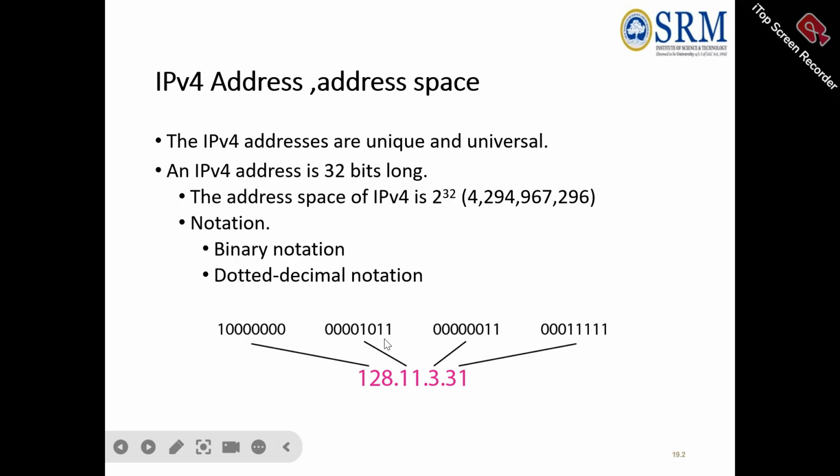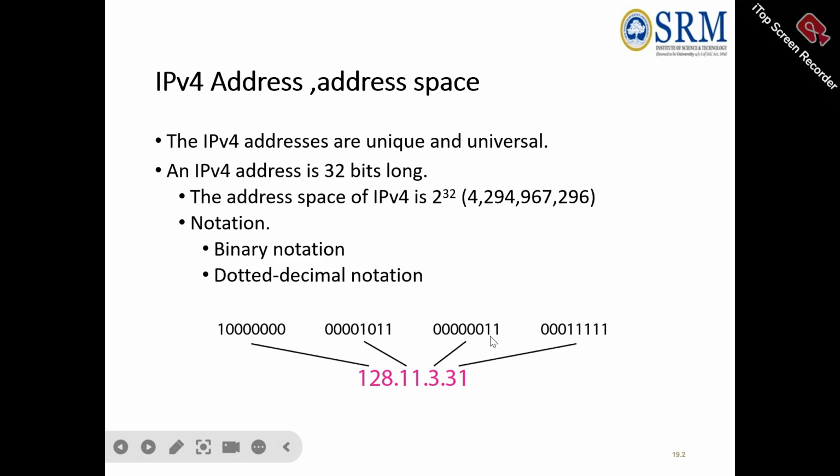Similarly, in the second octet, we check in which place values the ones are available: 2 to the power 0, 2 to the power 1 and 2 to the power 3. All three places have 1, and the remaining bits are 0. So 2 to the power 3 plus 2 to the power 1 plus 2 to the power 0. We add these: 2 to the power 3 is 8, plus 2 to the power 1 is 2, plus 2 to the power 0 is 1. So 8 plus 2 is 10, 10 plus 1 is 11. We can convert this octet in decimal to 11.